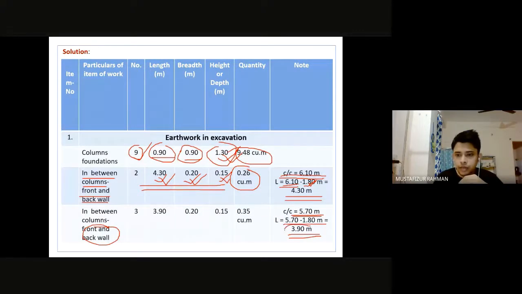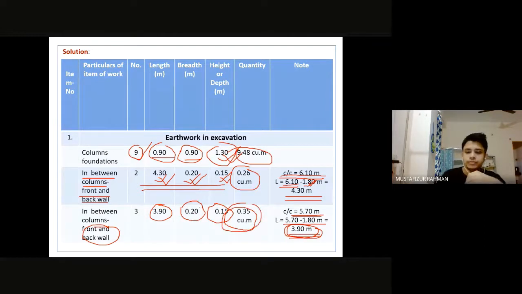So we find out what is the net length we have to do excavation for. Other things remain the same. This is the length, this is the breadth of the plinth beam, this is the depth below the ground level for the plinth beam, and we get the total volume of work.